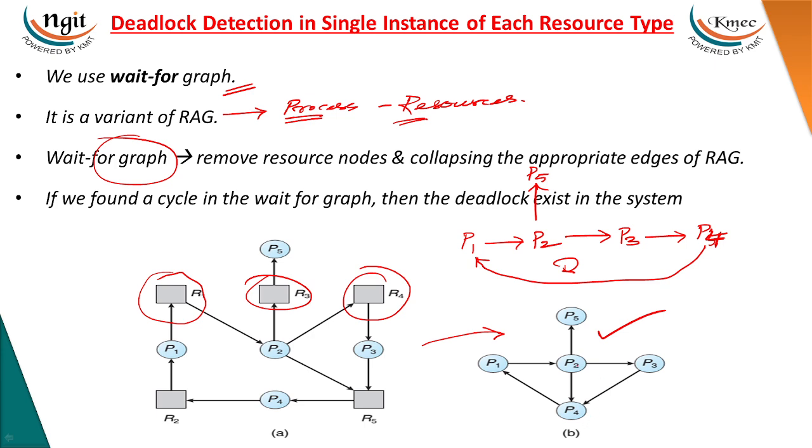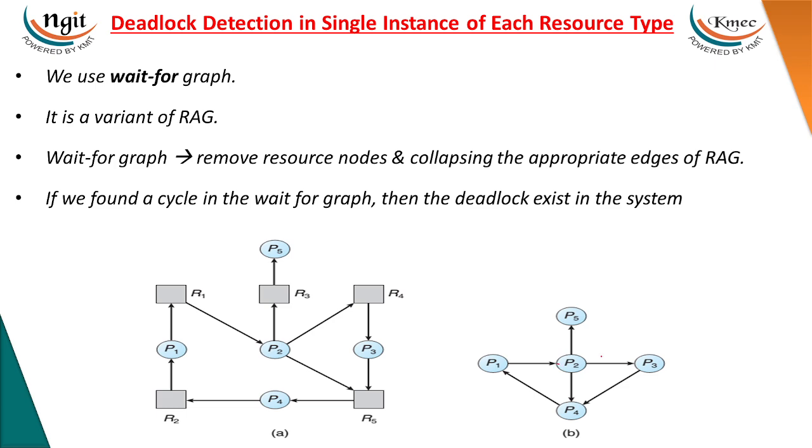So we can find a deadlock here. We can find a cycle here: P1 to P2, P2 to P3, P3 to P4, P4 to P1, there is a cycle. Then among P1, P2, P4 there is a cycle, and P2, P3, P4 also form a cycle. So definitely there is a deadlock. Not just one process here, there are multiple processes that are deadlocked.